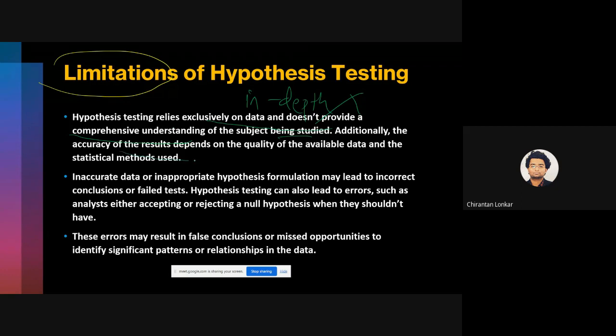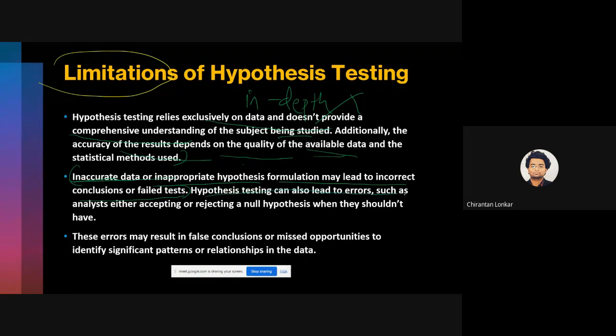Additionally, the accuracy of results depends on the quality of data available and methods used. So please note, the quality of data has to be really, really good. You need good quality data, only then can you build a good hypothesis and prove it. Inaccurate data or inappropriate hypothesis formulation may lead to incorrect conclusions or failed tests.